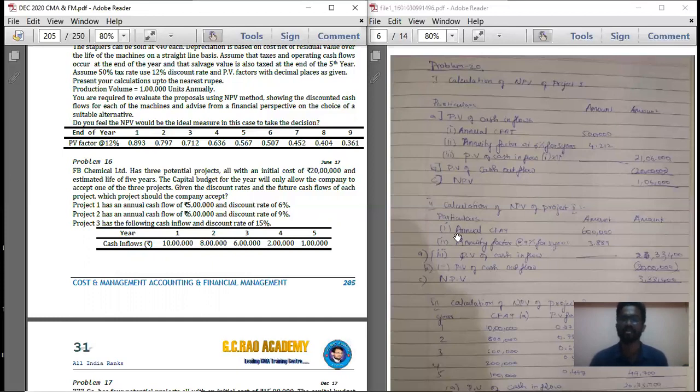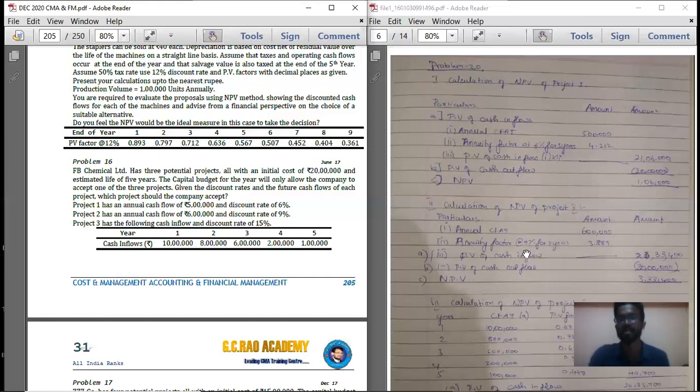In the outer amount column itself record 6 lakh. See here, in project 2 they have given annual cash flow is 6 lakh and discount rate is 9%. So for annual CFAT, in the outer amount column itself record 6 lakh. Below that, small Roman number 2. So discount rate is 9%.